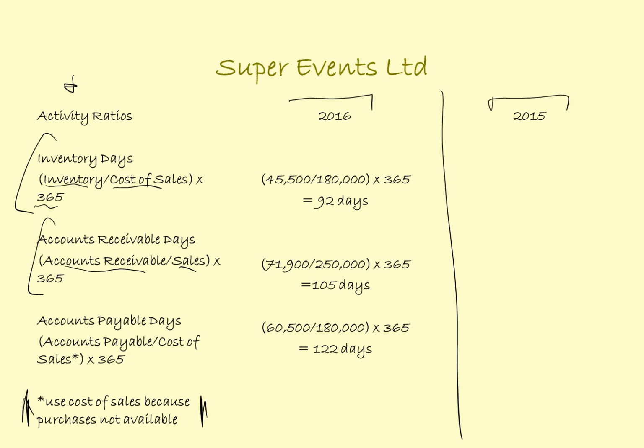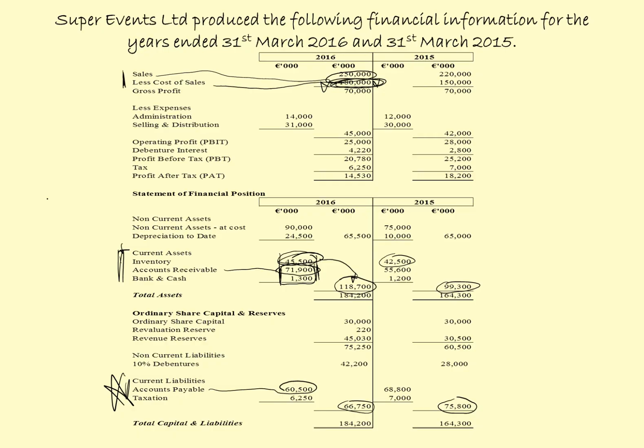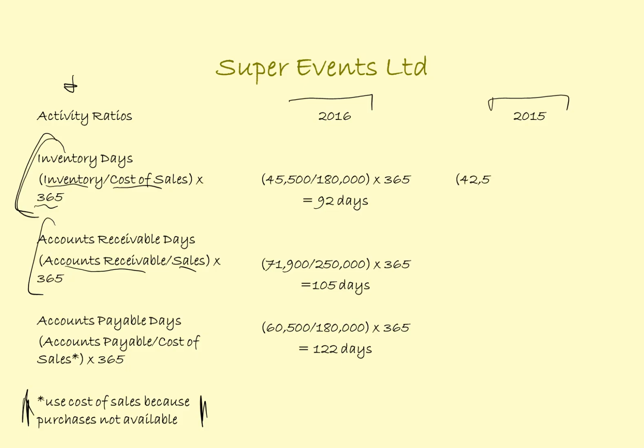Okay, now I'm going to pop in the figures for 2015, and do remember, as I said earlier, you can pause, rewind, and play again at any point. So for 2015, for my inventory days, I need my inventory and my cost of sales. So back here, inventory is a current asset, so there it is there, and my cost of sales is this figure up here, 150,000. So pop that in, 42,500 divided by 150,000 by 365 gives me 103 days.